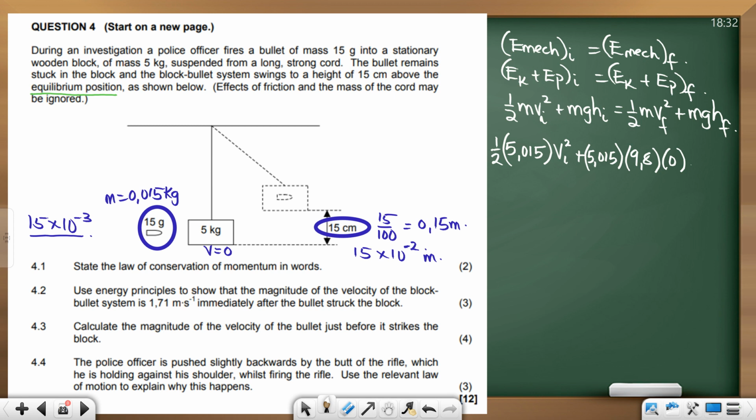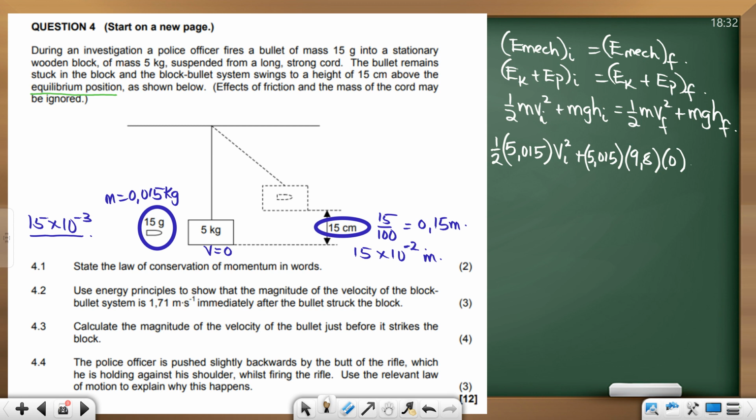All right, 4.4. The police officer is pushed slightly backwards by the butt of the rifle. Many of us have not shot guns before, but when you shoot a gun, you can Google it, there's what you call a recoil. That's why they go to a shooting range. You see in movies how they shoot a gun, but if we give you a gun, you're going to fall down. So the shooting range is meant to train you. There's a way to shoot a gun.